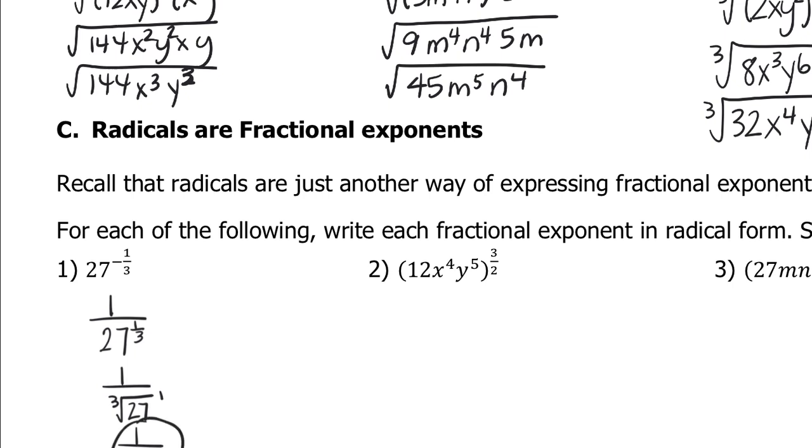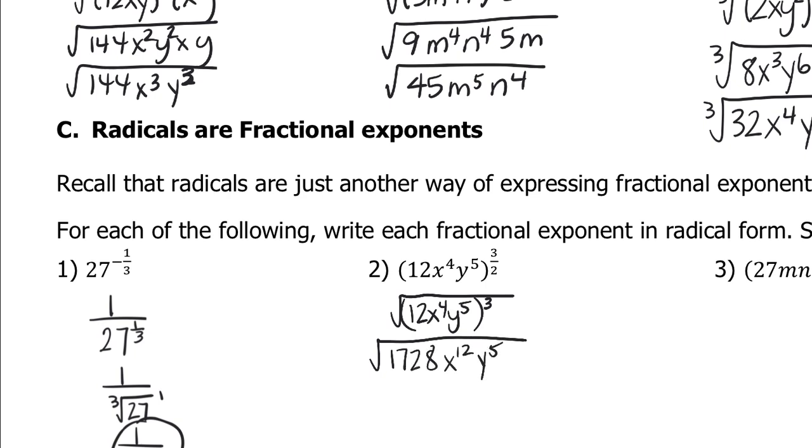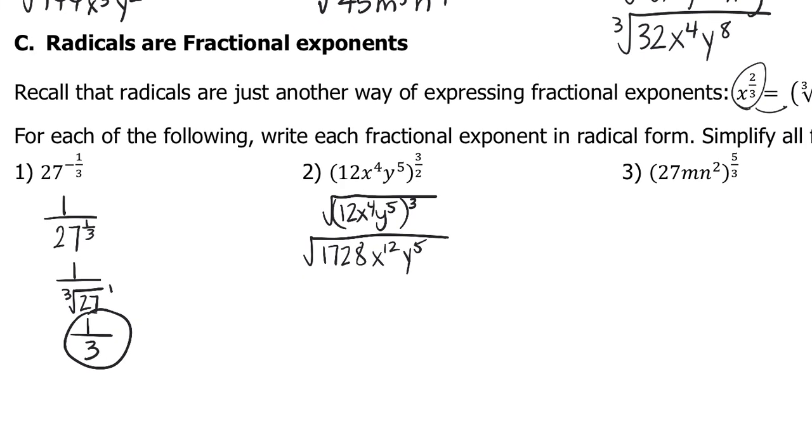Okay, if I have 12x to the 4th, y to the 5th, to the power of 3/2, this is going to be a square root of 12x to the 4th, y to the 5th, all to the power of 3. I'm actually going to apply that power of 3 first because I might as well, instead of having to do it again later. So this is going to be 1,728 x to the 12, y to the 15. And then I'm going to simplify this.